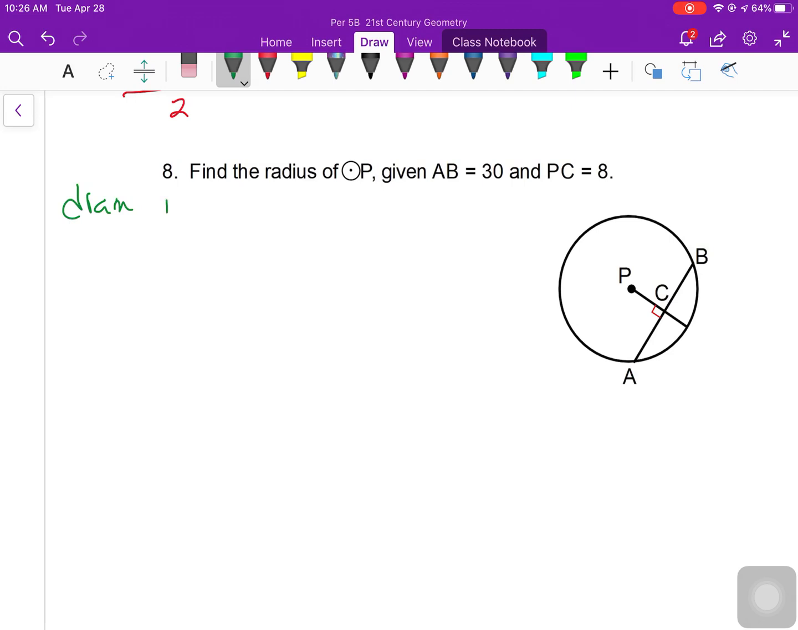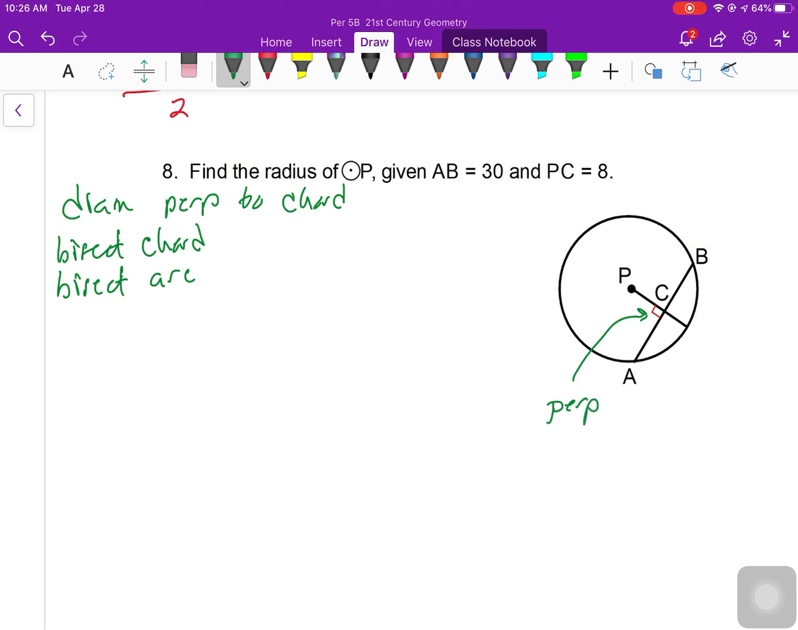Number 8. Number 8 is one of those diameters perpendicular to a chord. So once again, we know it will bisect the chord, and it will bisect the arc. We can see the perpendicular there. So that means this piece will equal this piece, and this arc will equal that arc.